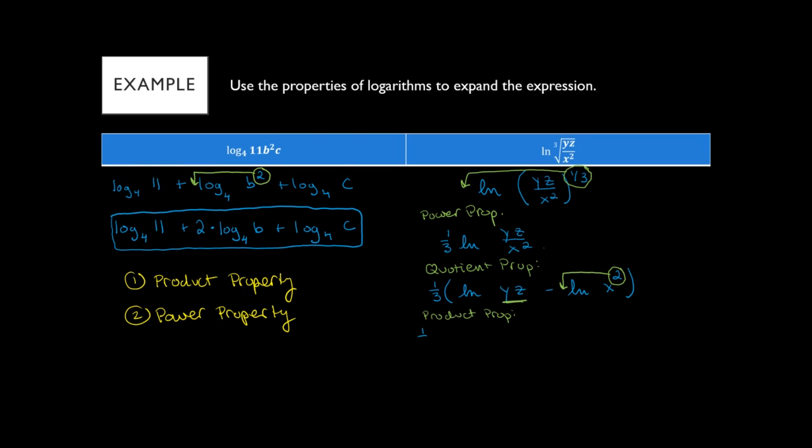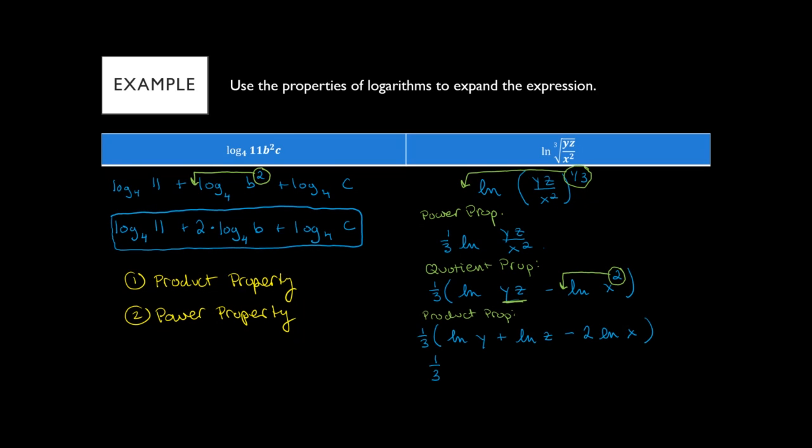So we're going to have our 1/3 and then parentheses. And then the y times z becomes the natural log of y plus the natural log of z. That's our product property where that becomes addition. Then I'm going to have my minus 2 natural log of x because I used the power property. And then our final step of expanding is to multiply that 1/3 through the parentheses. And that's what will be considered expanded out.